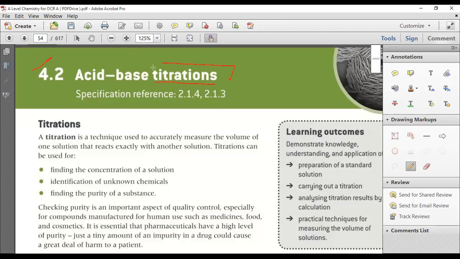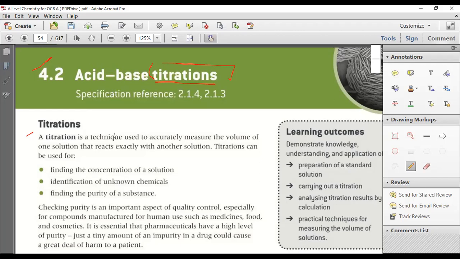If you simply look at this definition, a titration is a technique to accurately measure the volume of one solution that reacts exactly with the other solution. Okay, so this is the definition of titration, but in layman's language, you can say that titration is a technique which is used to find out the quantity. Fine. So titration is basically a technique.